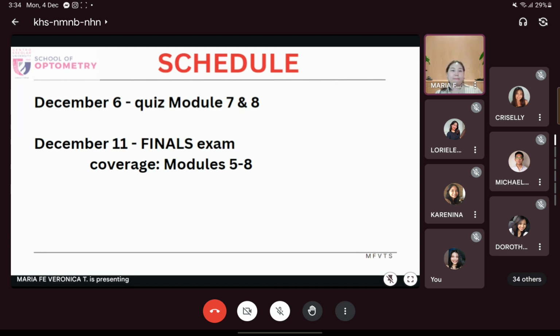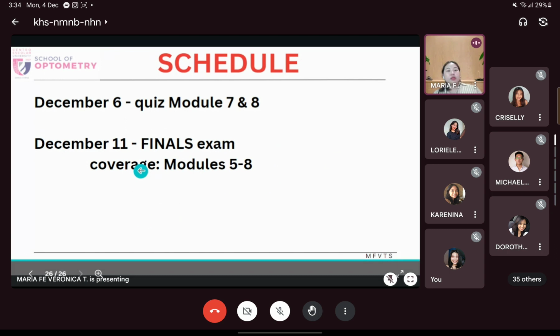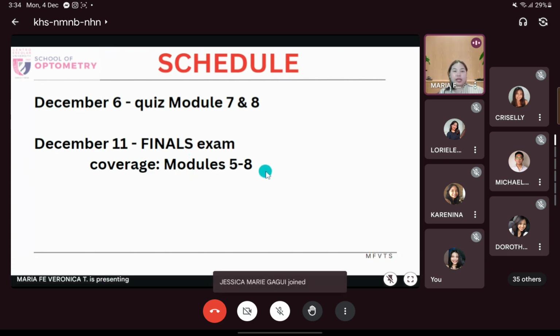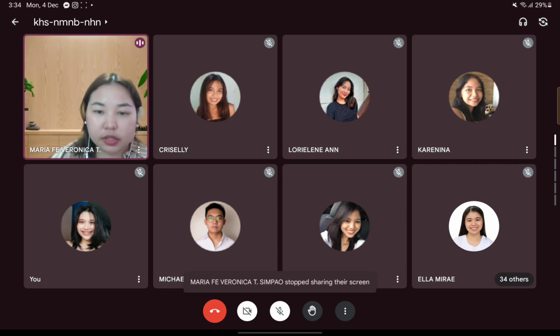Okay? So, ulitin ko, this one is online lang. You may take it anytime. Basta on December 6 lang siya available. December 11, finals exam. Pero this one is face-to-face tayo. Pero bring your gadgets and your laptops kasi nasa Canvas yung exam. Any questions? Or any clarifications?